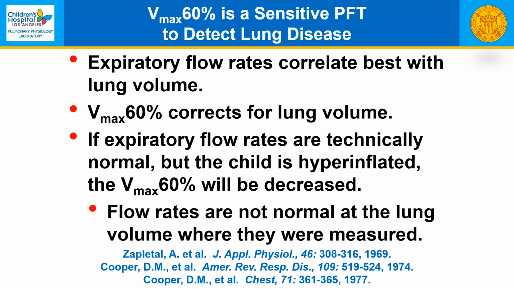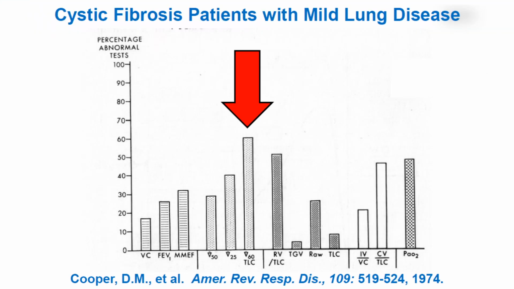So the Vmax 60, it turns out, is a sensitive pulmonary function test to detect lung disease. Expiratory flow rates correlate best with lung volume. The Vmax 60 does correct for lung volume. So if expiratory flow rates are technically normal, but the child is hyperinflated, the Vmax will be decreased. Flow rates are not normal at the lung volume where they were measured. All right. And this just shows an example, again, of a study of CF patients with mild disease. Vmax 60 was in fact the most sensitive test to detect abnormalities in this group.